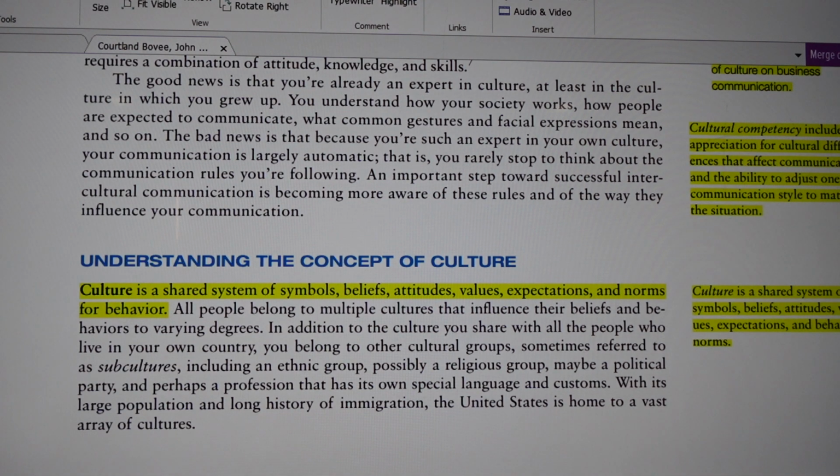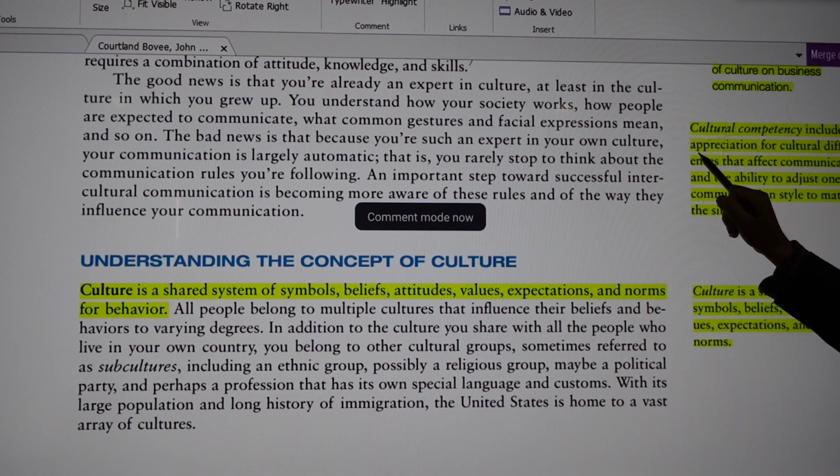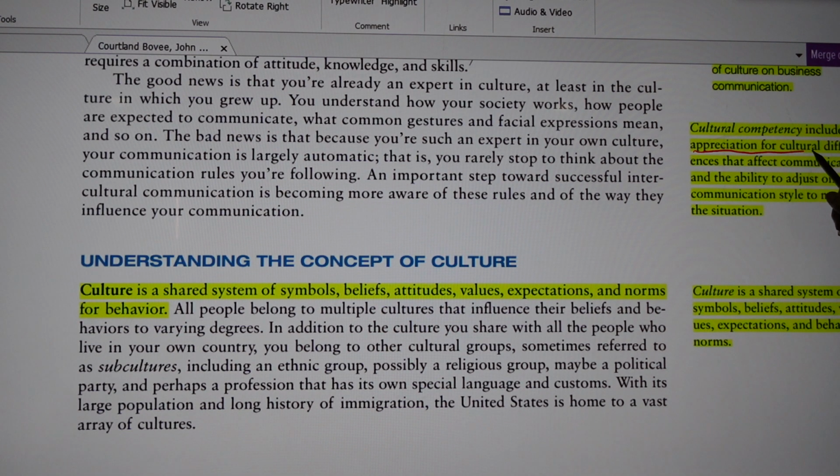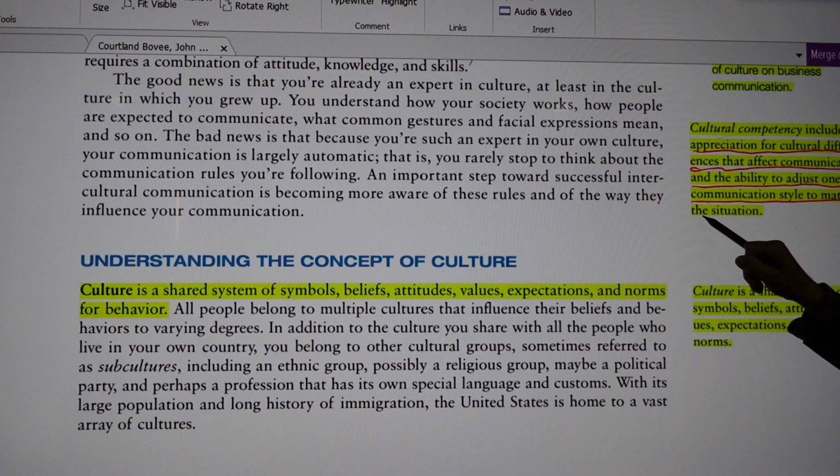Okay. So what is cultural competency? See here. Appreciation for cultural differences that affect communication and ability to adjust one's communication style to match the situation. What is cultural competency? Respect the difference.